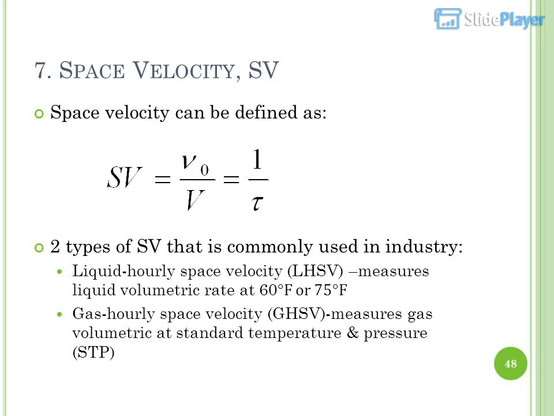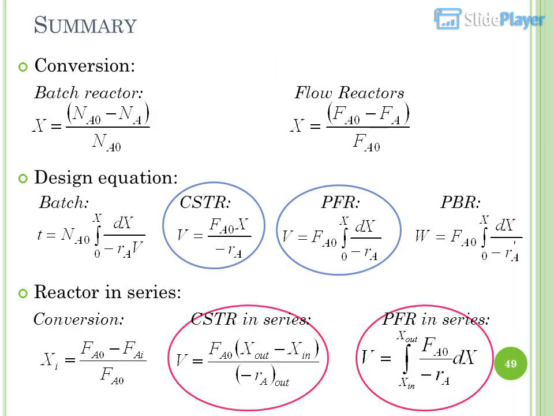7. Space velocity. Space velocity can be defined as two types that are commonly used in industry. Liquid hourly space velocity, LHSV, measures liquid volumetric rate at 60 degrees Fahrenheit or 75 degrees Fahrenheit. Gas hourly space velocity, GHSV, measures gas volumetric rate at standard temperature and pressure, STP. Summary: conversion, batch reactor, flow reactors design equation: batch, CSTR, PFR, PBR. Reactors in series: CSTR in series, PFR in series.